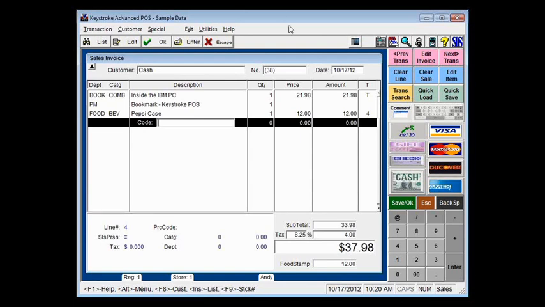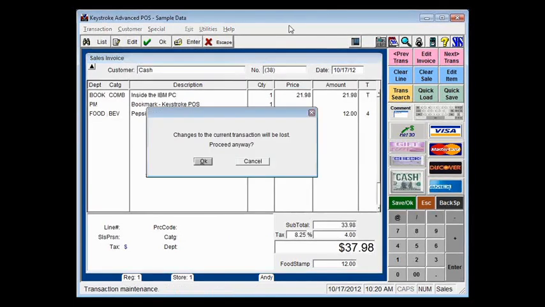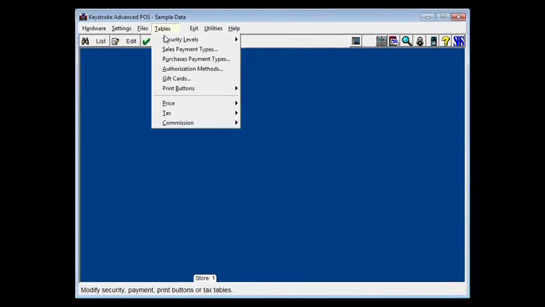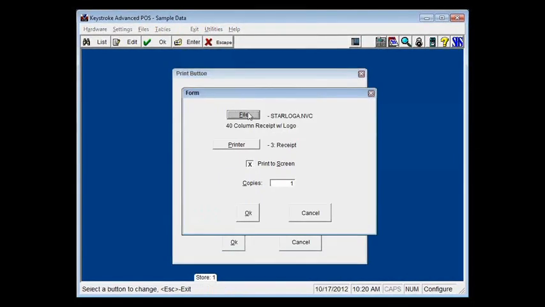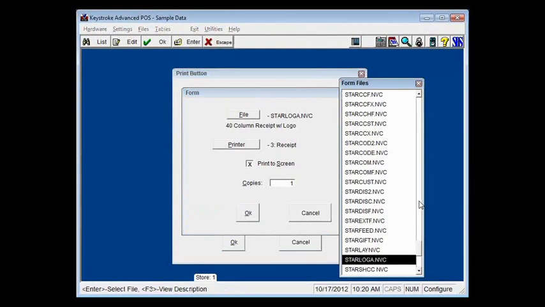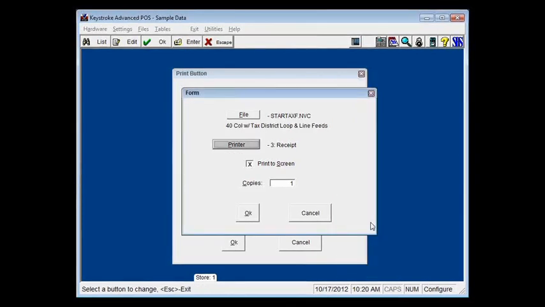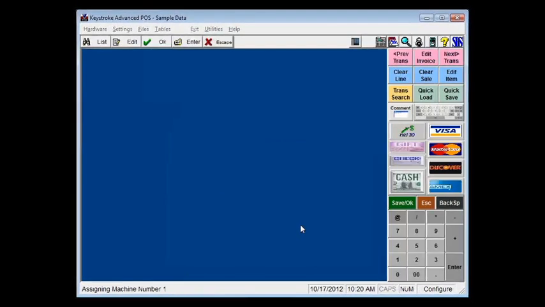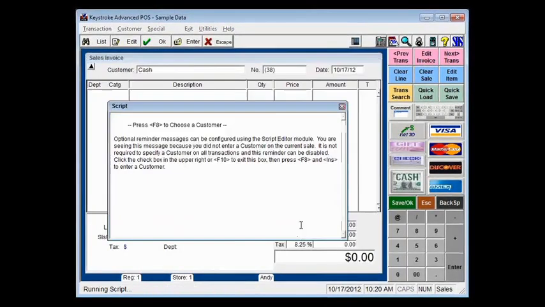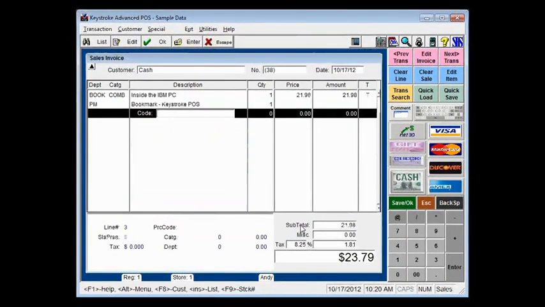Now before we finish this, I'm going to go back and do this again. I want to make sure that my print button is set up for a receipt so we can see how the sales tax is split out. So there are certain formulas that do have that, so we're going to use the one star tax. It is set up to show and separate out your different taxes. So we're going to save that. Let's go back to sales.